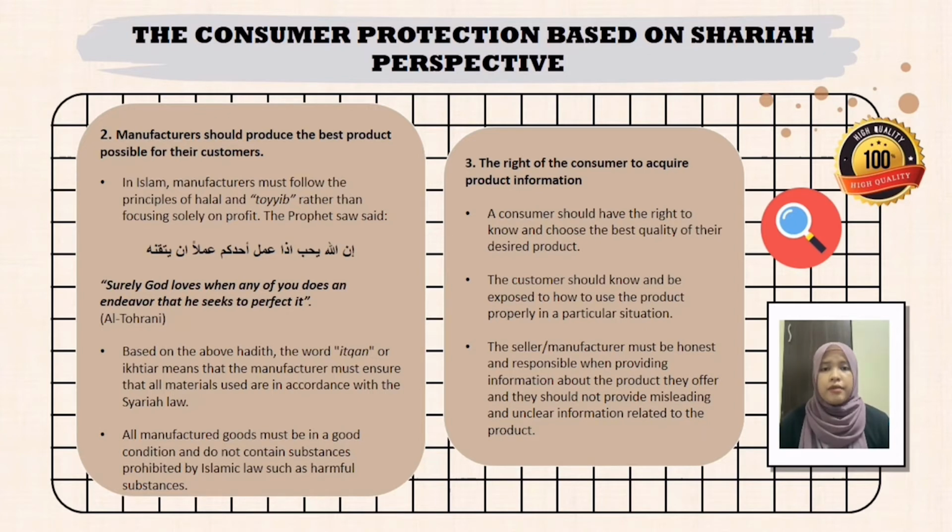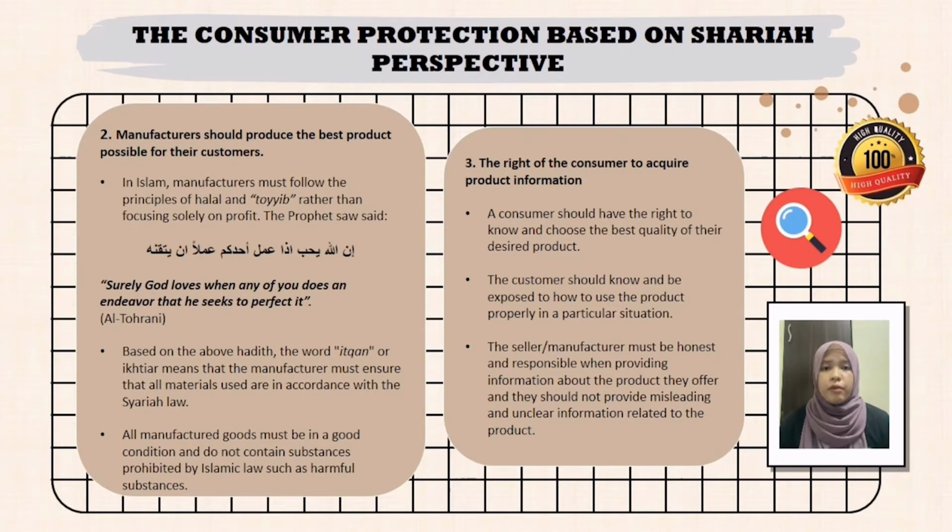Third is the right of the consumer to acquire product information. A consumer should have the right to know and choose the best quality of their desired product. Consumers must know some important aspects of the goods that they require, for example, expiration date, price of items, and ingredient contents in the products. Besides, the customer should know and be exposed to how to use the product properly in a particular situation.